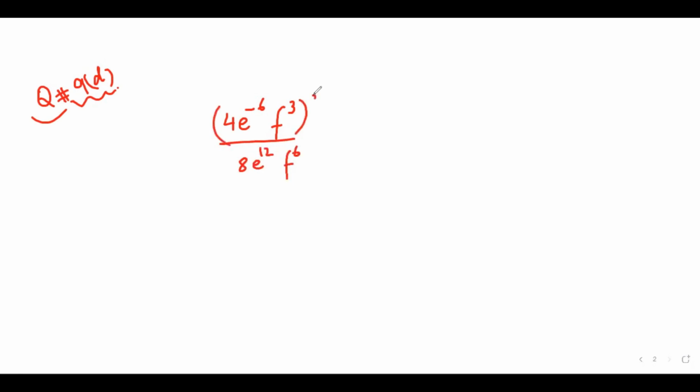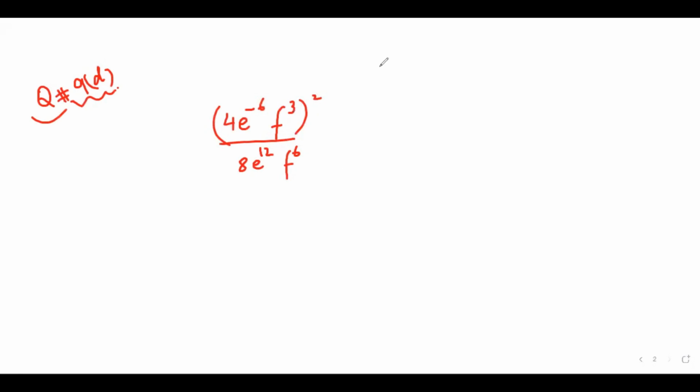So this is question number 9, part D, of exercise 4B. The question is (4e^-6 f^3)/(8e^12 f^6) all raised to the power 2. How can we solve it?